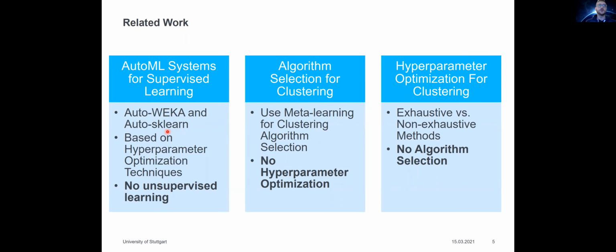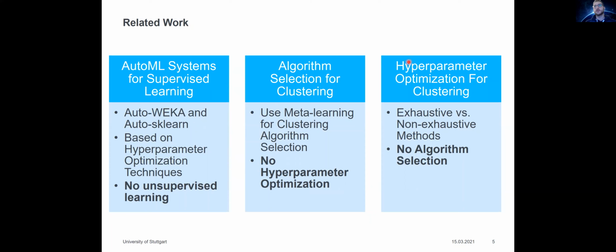We divided the related work into three different groups. The first, as mentioned before, are the AutoML systems for supervised learning. Here are, for example, Auto-WEKA and Auto-sklearn. However, they are only focusing on supervised learning tasks. Regarding clustering, there are two different kinds of works. First, the algorithm selection for clustering, which basically uses meta-learning to predict a clustering algorithm for a new unseen dataset. However, they ignore the hyperparameter optimization.